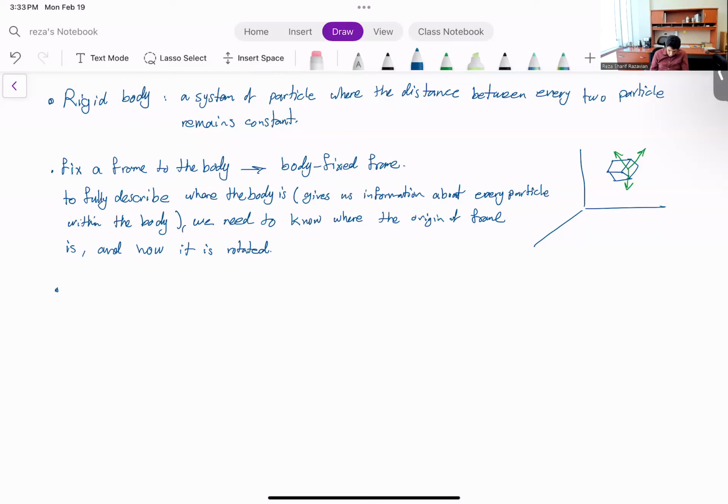The good thing is that the translation of the origin of this body fixed frame is easy. The problem is the rotation. Rotation is not. And really it needed someone with the abilities of Euler to figure out how to describe rotation in 3D. All right, so that's what we are going to do for now.